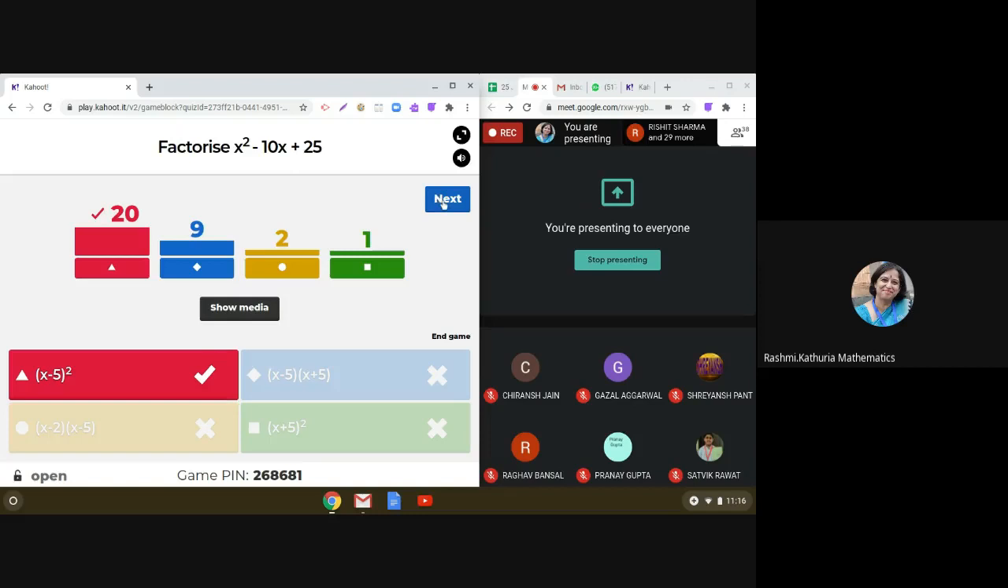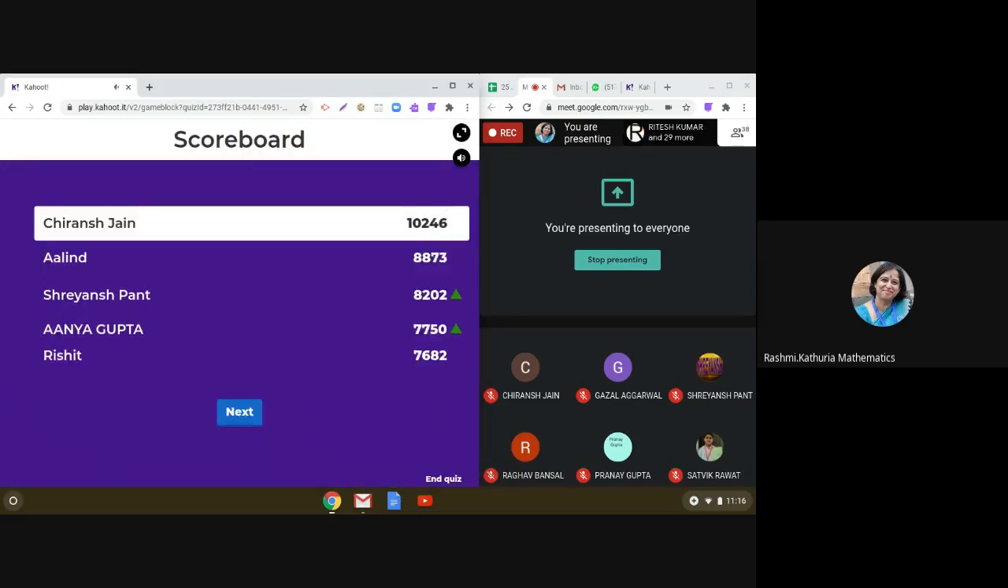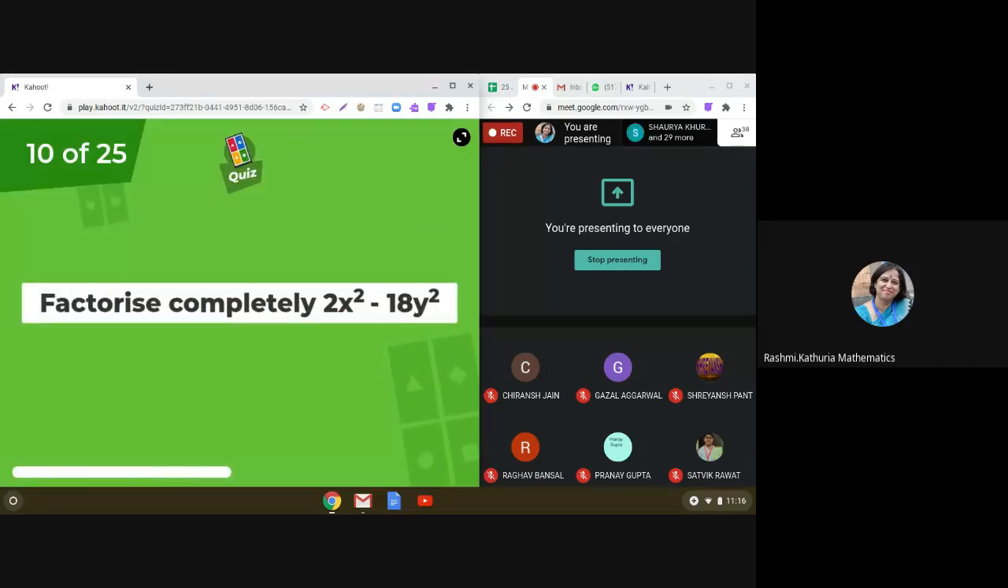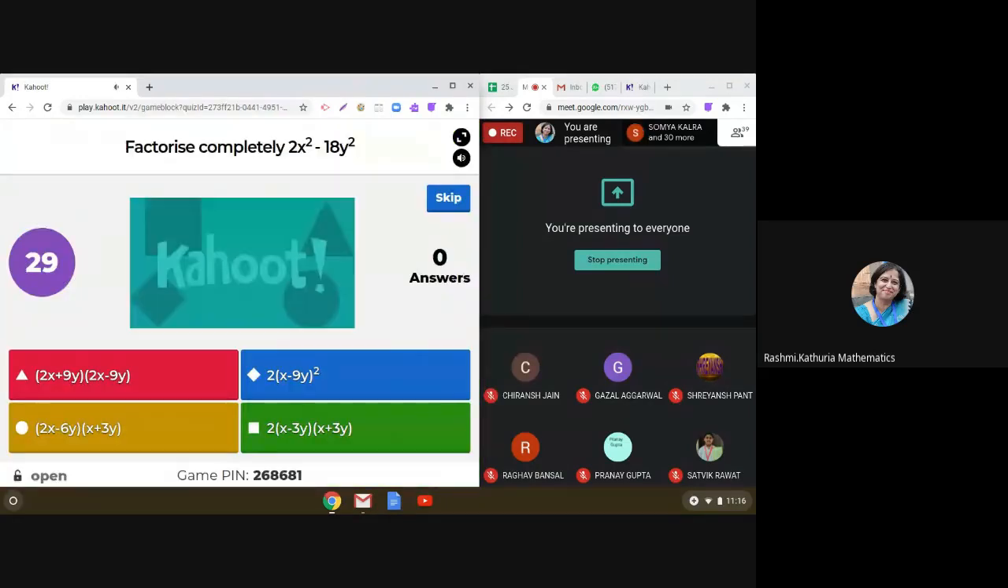So I'm coming to the next one and see the scoreboard. Great. There is a change between the students who are in position 2 to position 5. So let us hope for the best. All the best. Question number 10. Amazing. You have to apply your intelligence plus knowledge plus be quick to solve the questions. Speed counts.